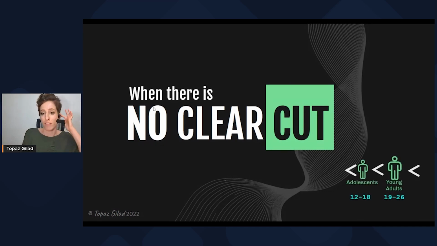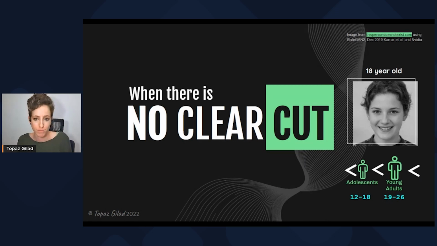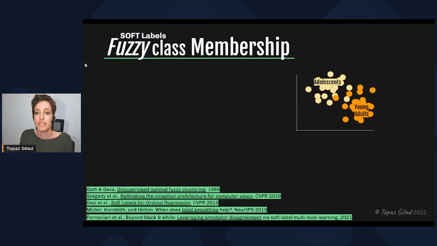Now say that we have one category for teenagers, let's say up to age 18, and a second category for young adults starting from 19-year-olds. So an 18-year-old does not distinctly belong to one of those categories more than to the other. So this introduces a concept from classical clustering, fuzzy class membership, where a sample has partial membership to more than just one class.